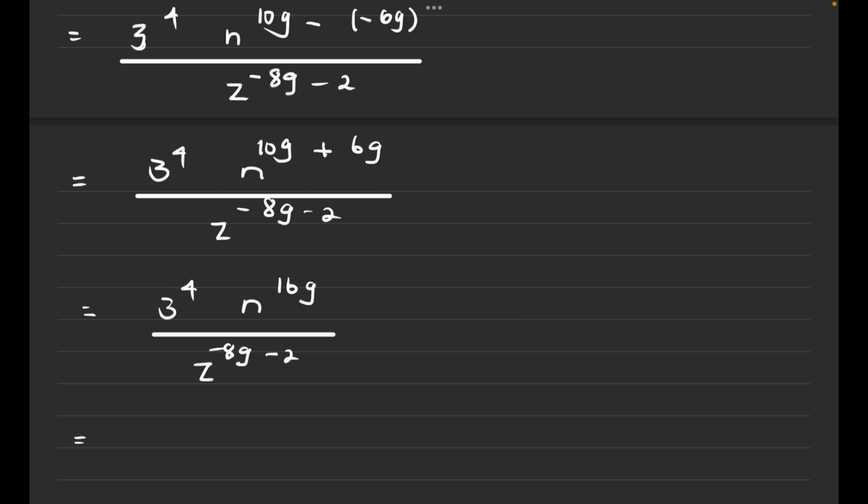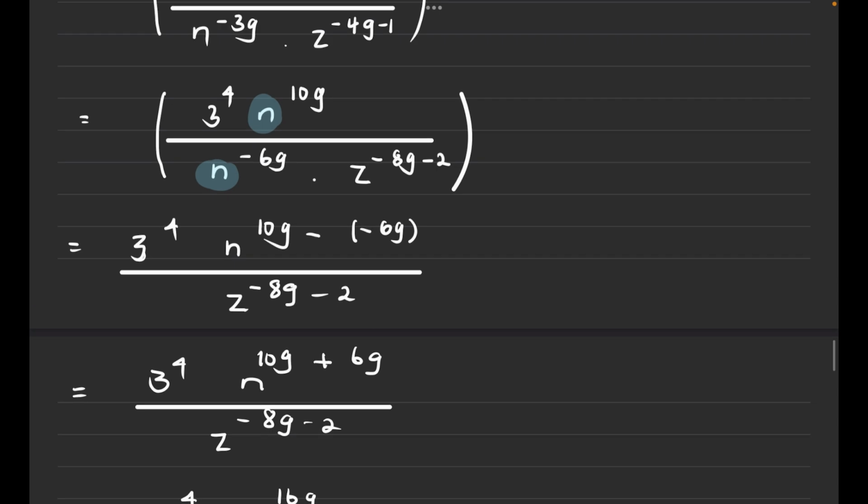I'm just going to take z on top, so that I'm going to take z to the power minus 8g minus 2 to the top, and I'm going to change the sign of the exponent. So 3 to the 4 is 81, n to the 16g, z to the power now 8g. So you see the sign is changed, plus 2. So this is my simplified answer.